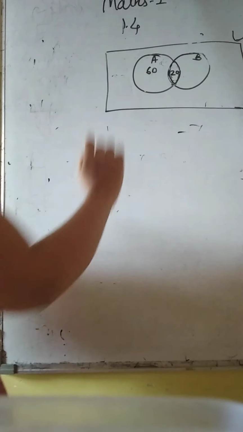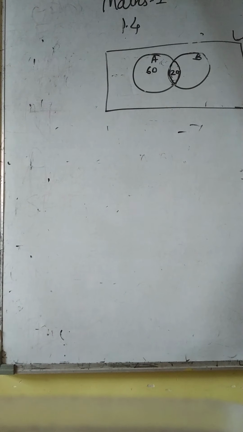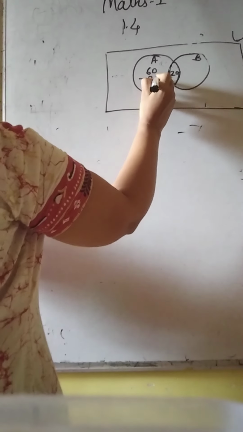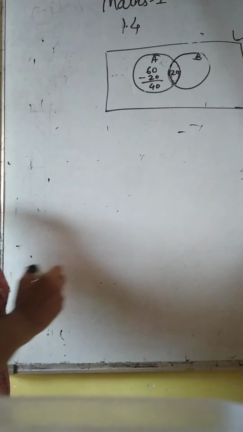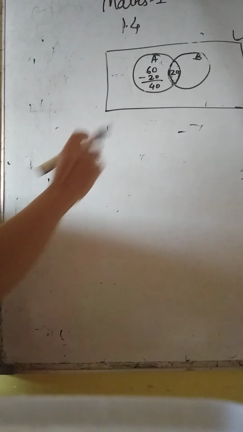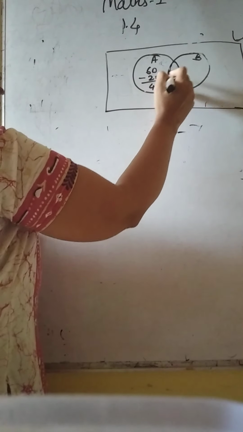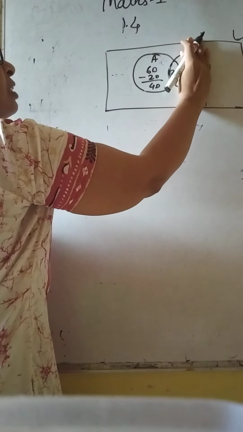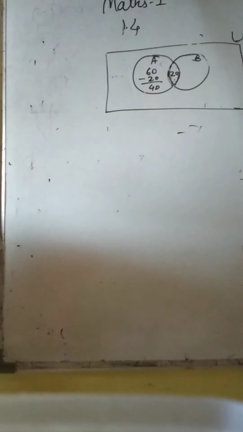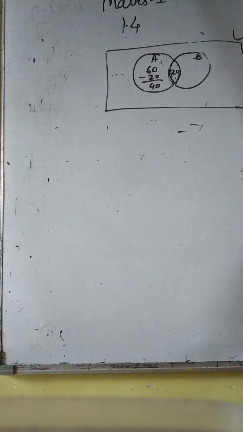So what should I write here so that I get 60? Instead of this, I will do 60 minus 20, that is 40. Correct? So 40 students here and 20 here make my 60 students. 20 students sit here and 40 students sit here. Can you imagine this situation? Is it clear?